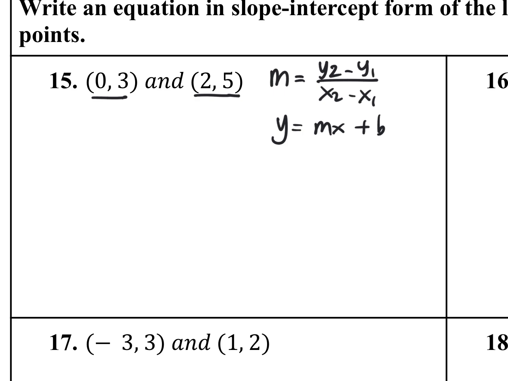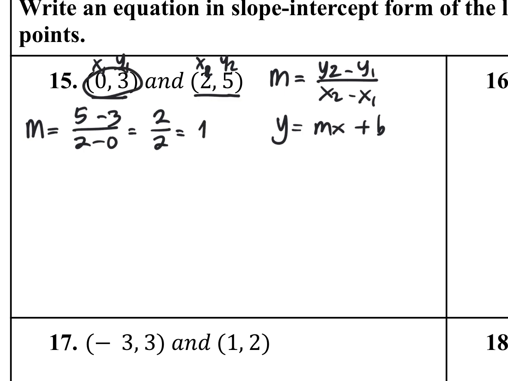So let's go for step one. Step one is to find the slope. This is going to be 5 minus 3 all over 2 minus 0. This is my y2, this is my y1, this is my x2, this is my x1. So 5 minus 3 is 2, 2 minus 0 is 2, 2 divided by 2 is 1.